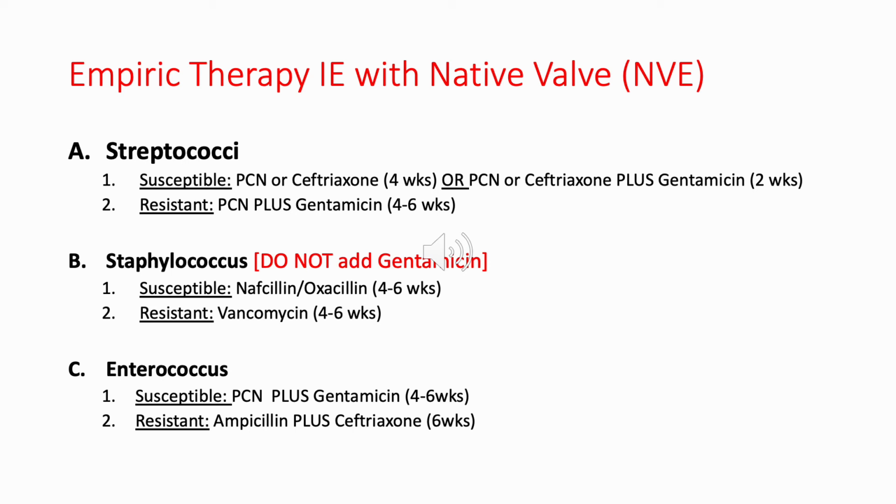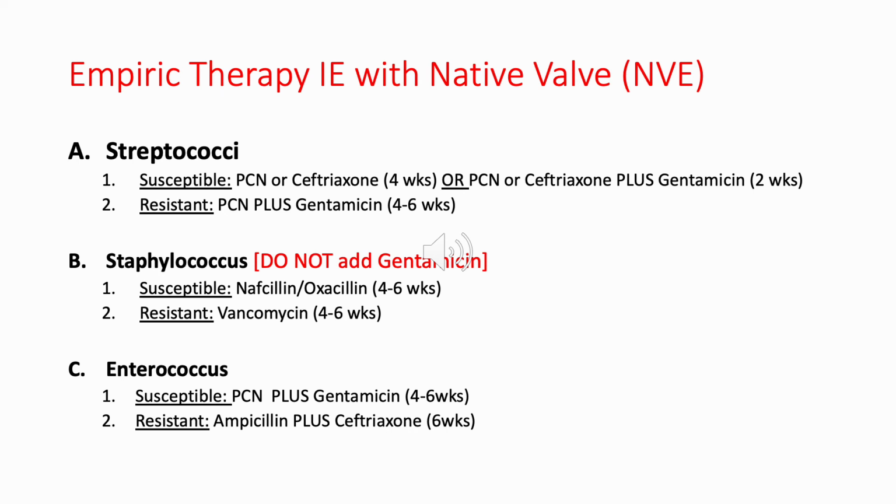In regards to Staphylococcus, with the native valve infective endocarditis, I want to make sure I put that in red, do not add gentamicin. So the American Heart Association specifically recommends against adding gentamicin in this subgroup. So if it is susceptible, you're just going to use monotherapy nafcillin or oxacillin for 4 to 6 weeks. If resistant, methicillin-resistant Staphylococcus aureus, you're going to use vancomycin monotherapy for 4 to 6 weeks.